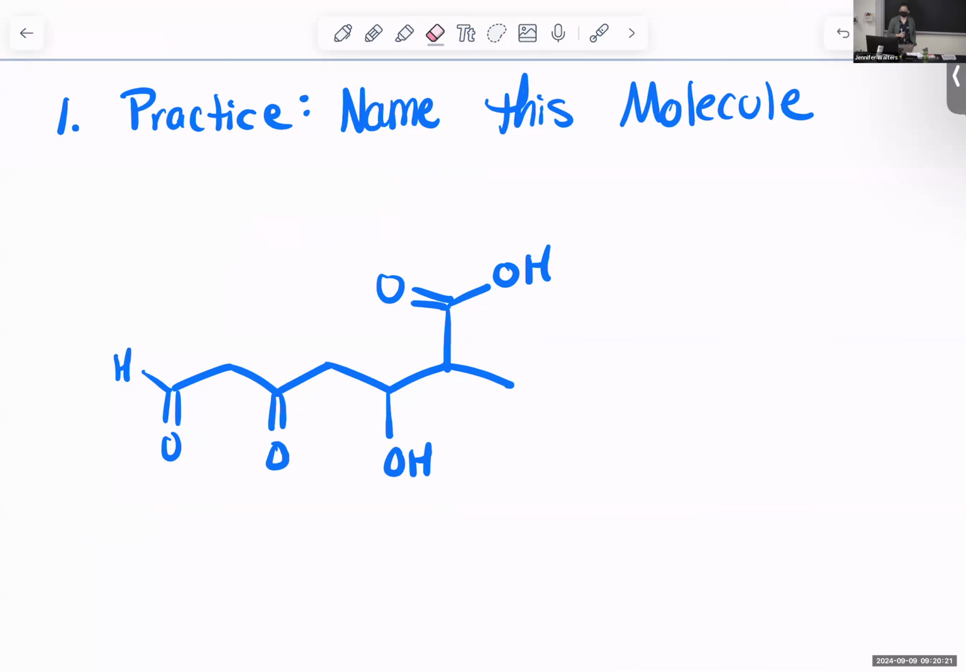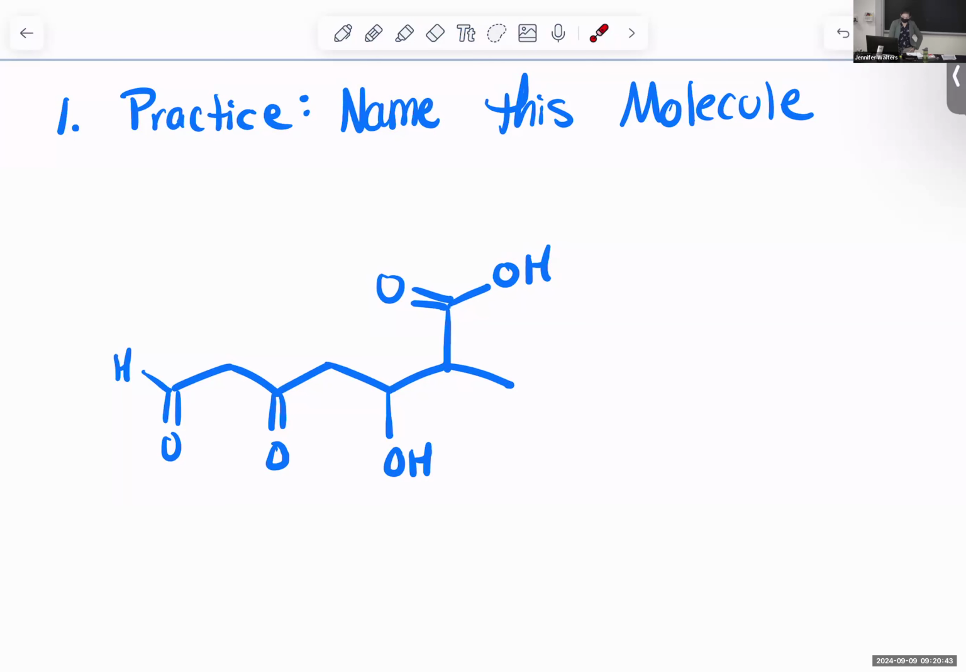All right, so to get started, we need to find our longest carbon backbone, the longest continuous chain of carbons. So when I look at this, if I go left to right, I can get 1, 2, 3, 4, 5, 6, 7, or I could come up and get 7.